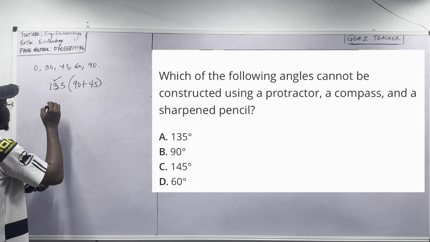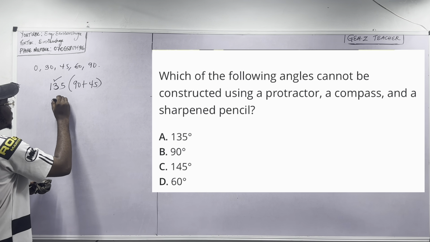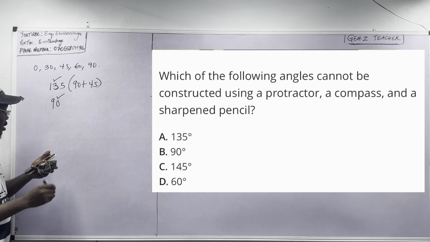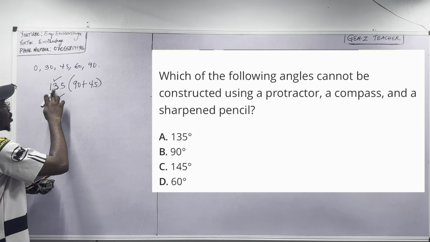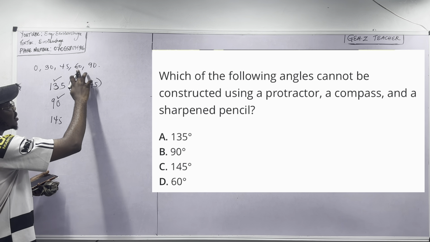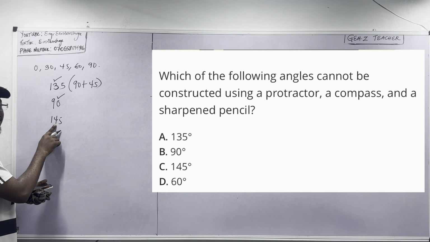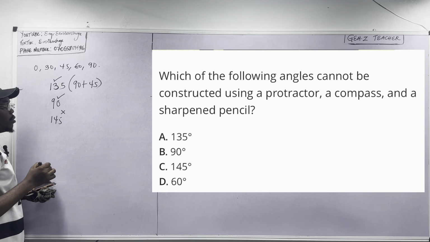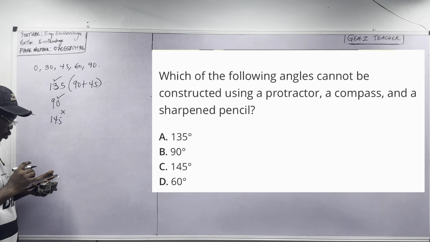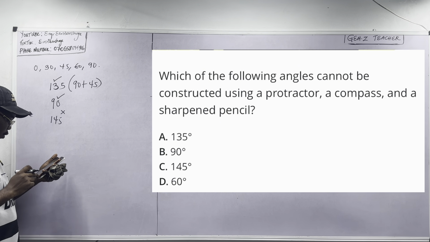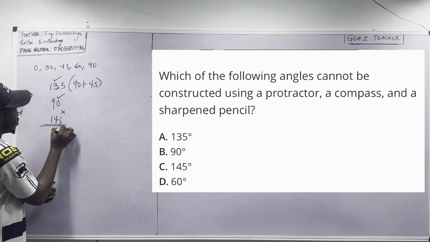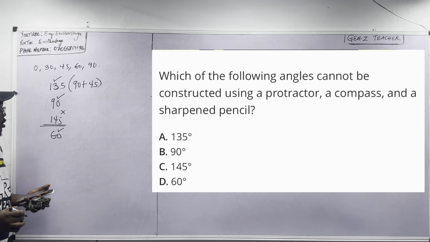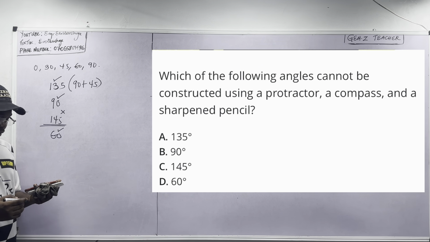Option B says 90. 90 already is here. It can be constructed. Option C says 145. Now 90 plus 45 is 135. 90 plus 60 is 150. But we have this one, so this should not be constructed by your protractor. Option D says 60, and 60 is already here, so the correct answer to the question should be option C, 145.